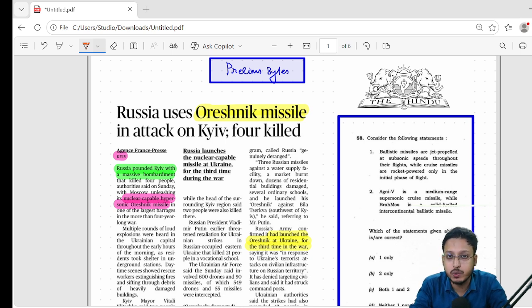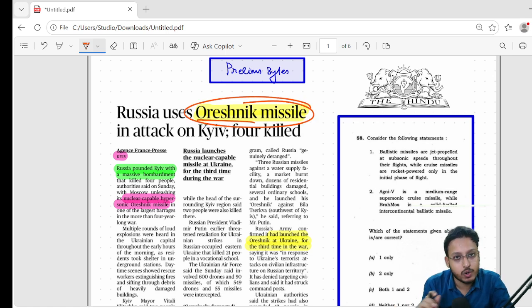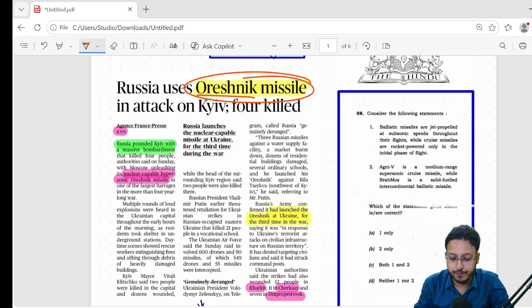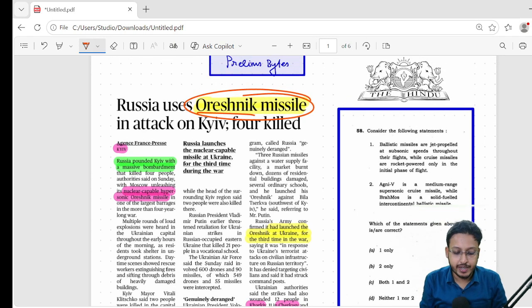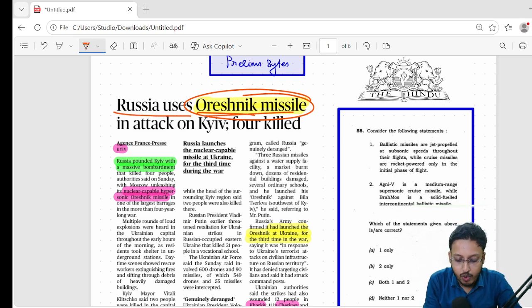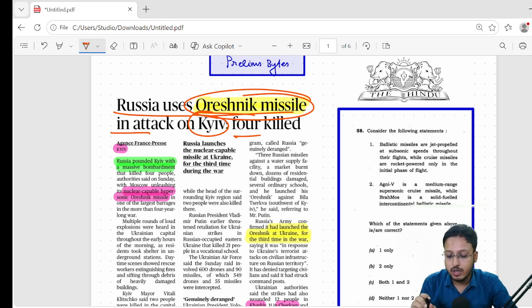My name is Tanmay. In today's Prelims Bite session, we'll read about the Oreshnik missile. In today's The Hindu newspaper, there's one article: Russia uses Oreshnik missile in attack on Kyiv, 4 killed. Today we'll cover this in Prelims Bites.